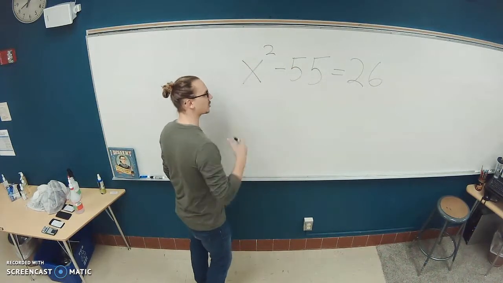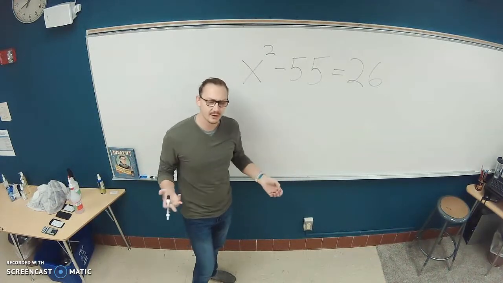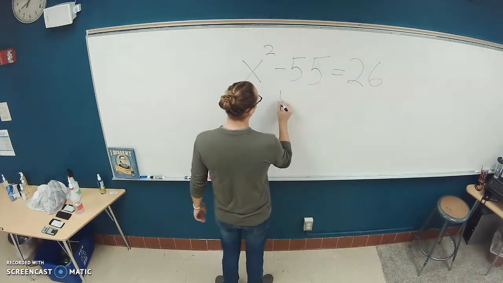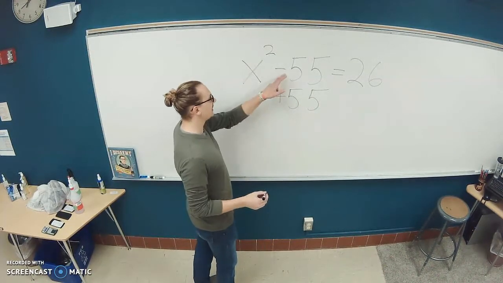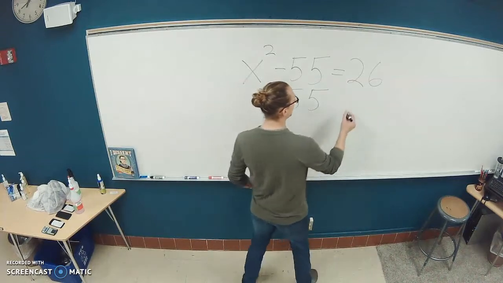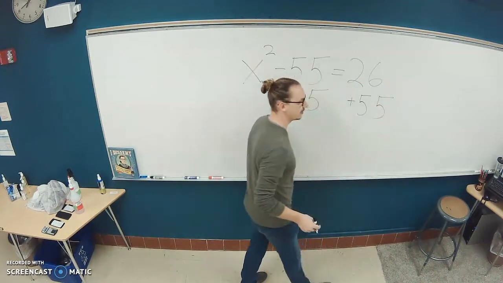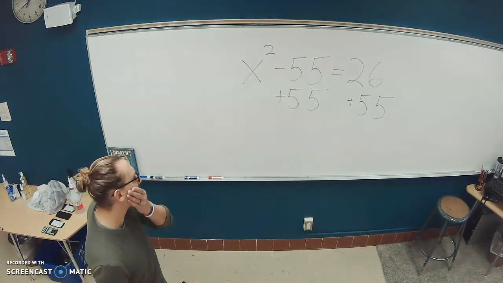We need to get this x squared by itself, which is exactly how we do a whole bunch of other problems. Whenever you're solving for x, the first step is get your x's by themselves. So let's add 55, because that'll cancel that out. But you have to do it to both sides. If two things are the same, and you do the same thing to both of them, they will still be the same. So we're adding 55 to both sides.